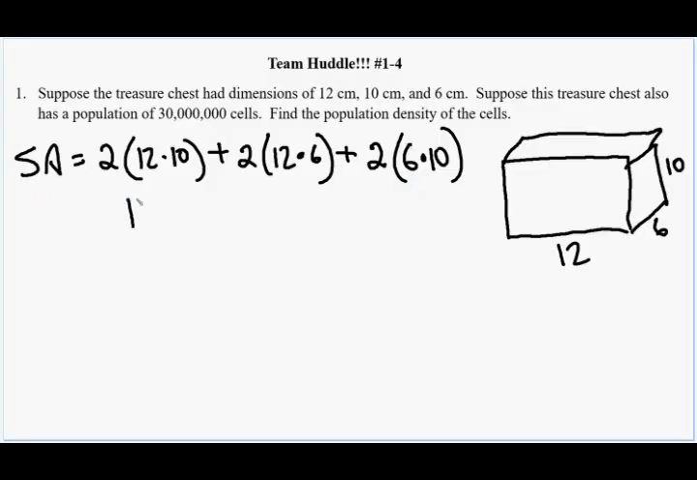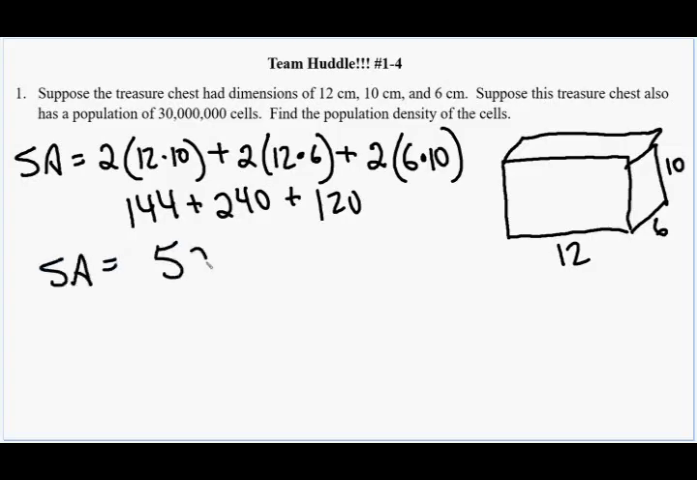So this is going to turn into 144 plus 240 plus 120, maybe not in the same order that I did them up there. And we should get about 504 surface area, 504 centimeters squared.